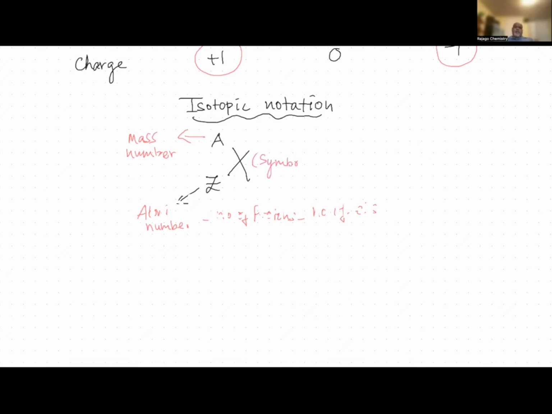We're going to see an example. The mass number, here, is very important. It is the difference: number of neutrons minus number of protons.